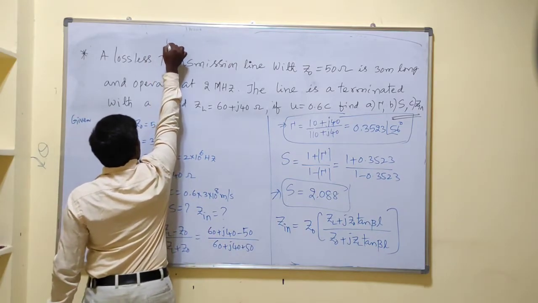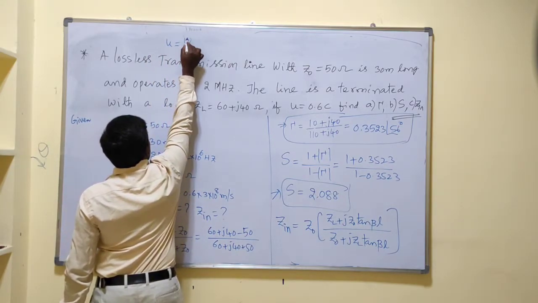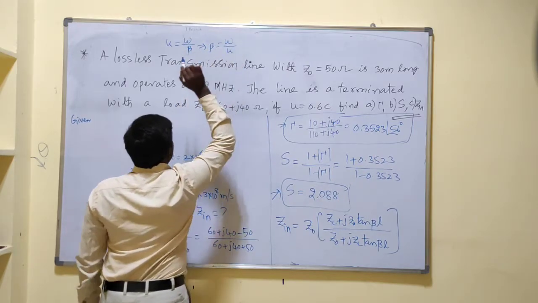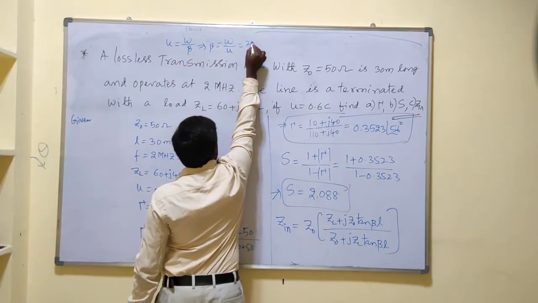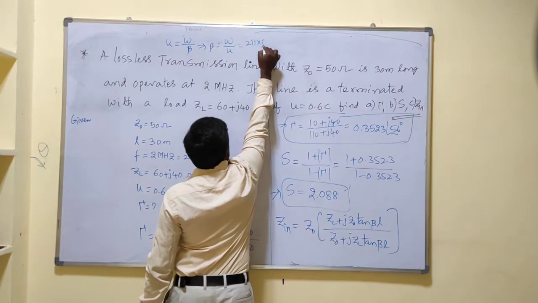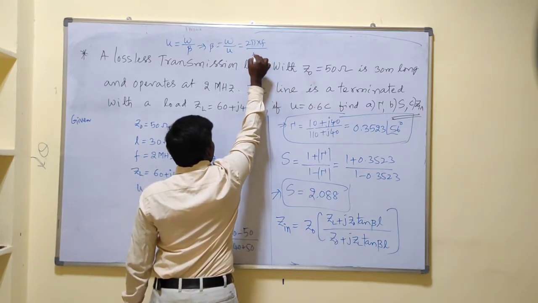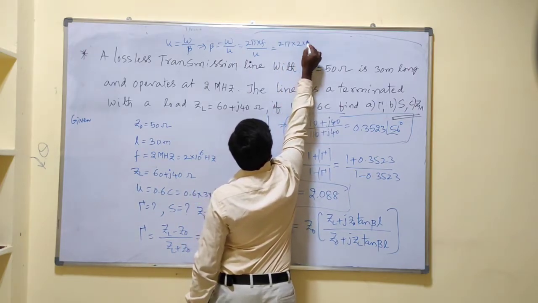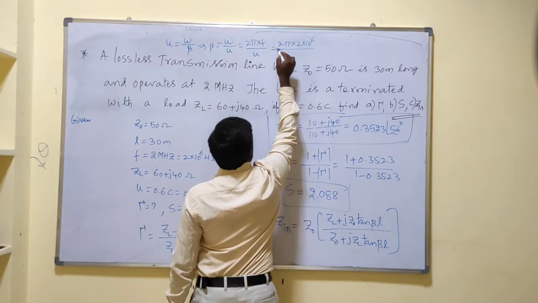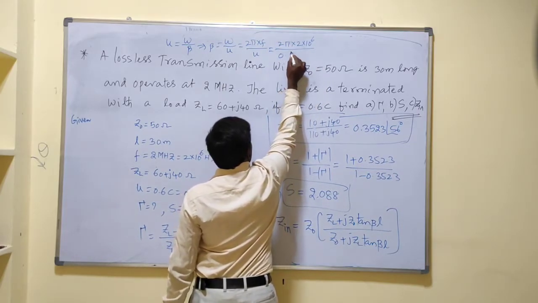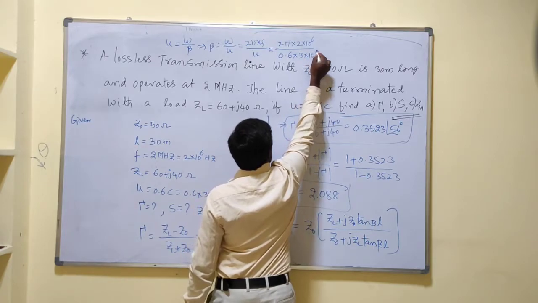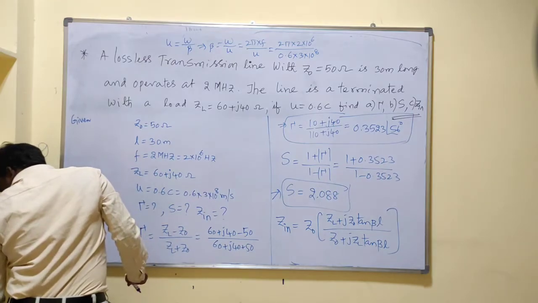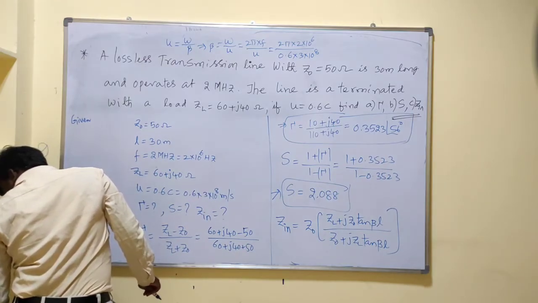Further, we need to determine beta. We have u, the phase velocity, which is omega by beta. Then beta equals omega by u. Omega is 2 pi f, so beta equals 2 pi f by u. Here 2 pi f uses f of 2 into 10 to the power 6, 2 megahertz, and u, the velocity, is 0.6 into 3 into 10 to the power 8. After simplification we will get the value of beta.